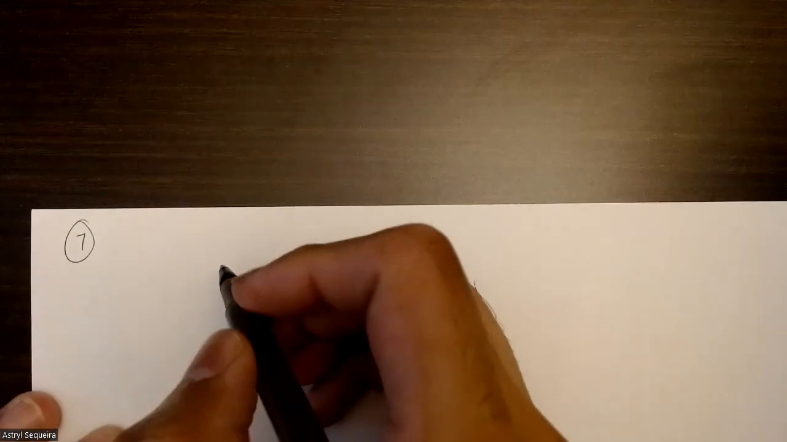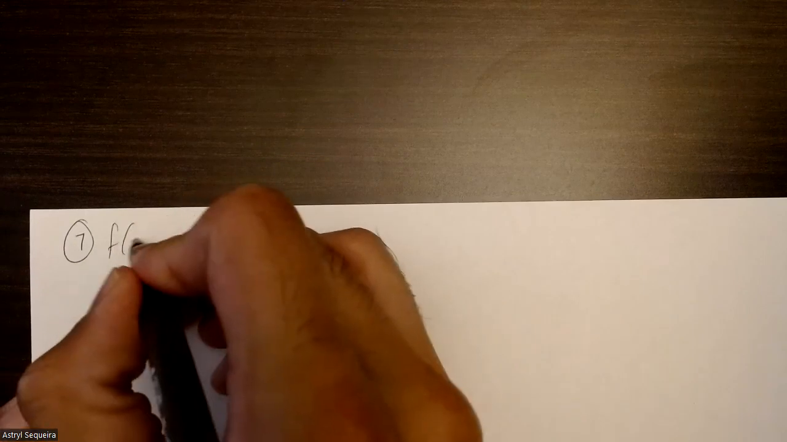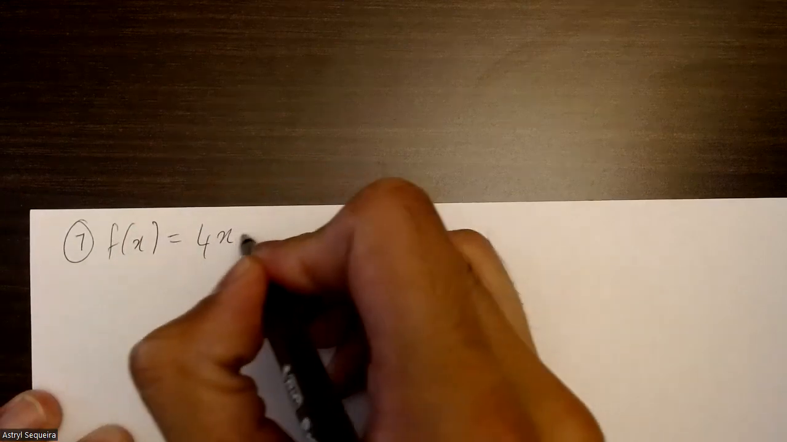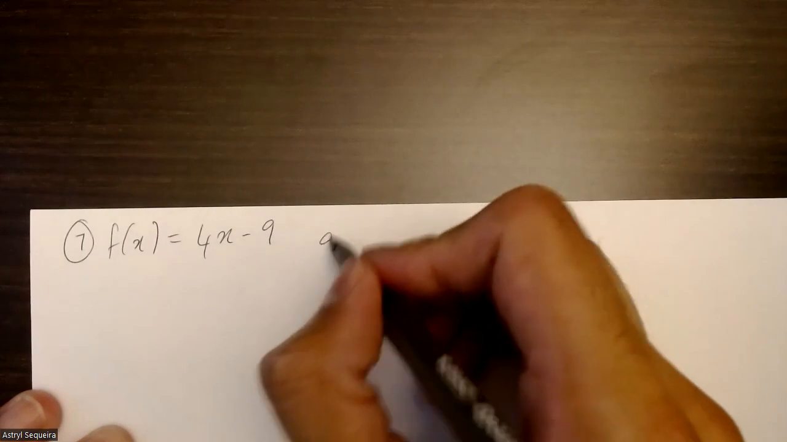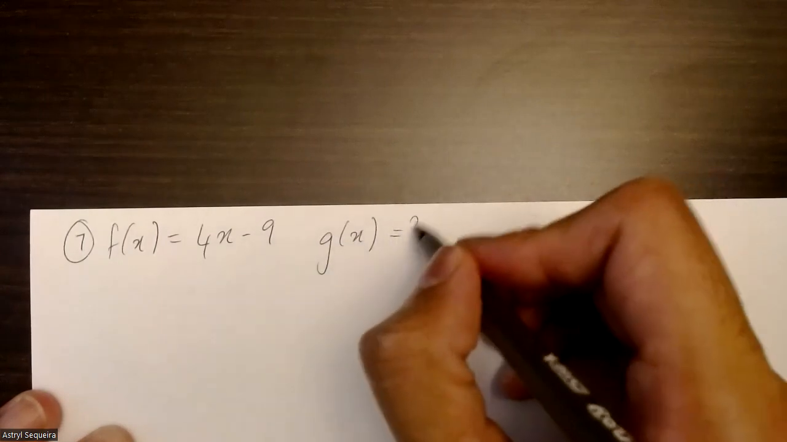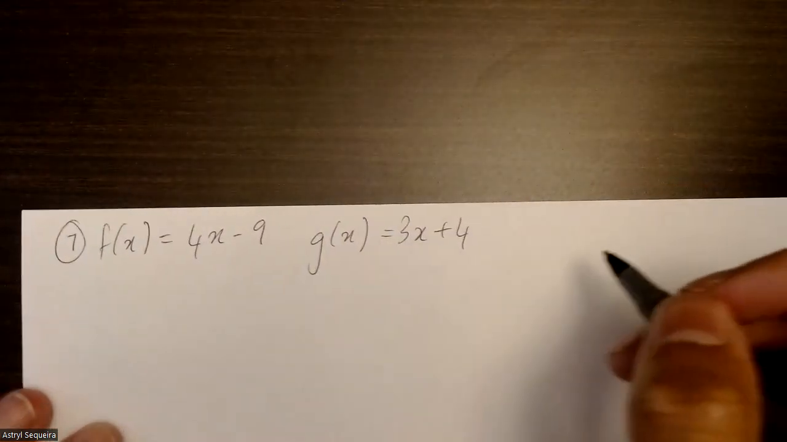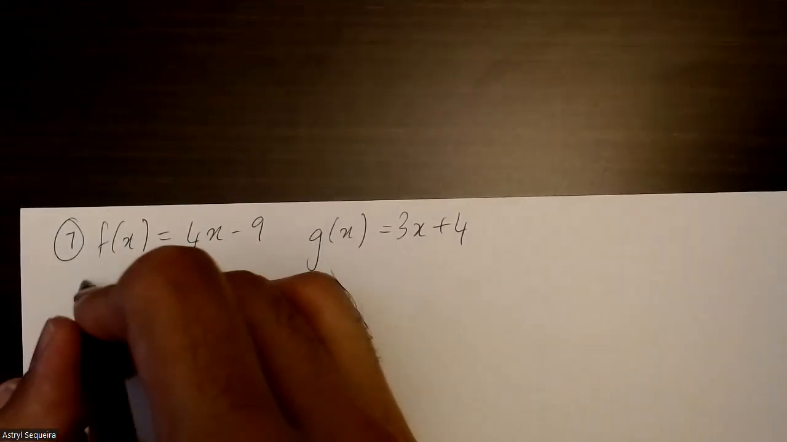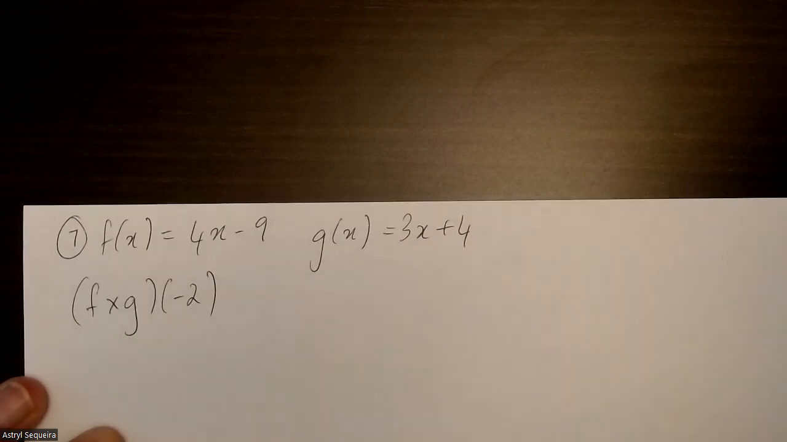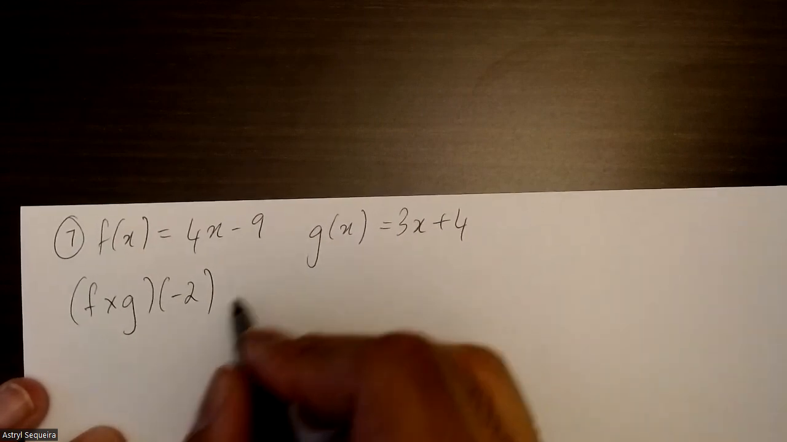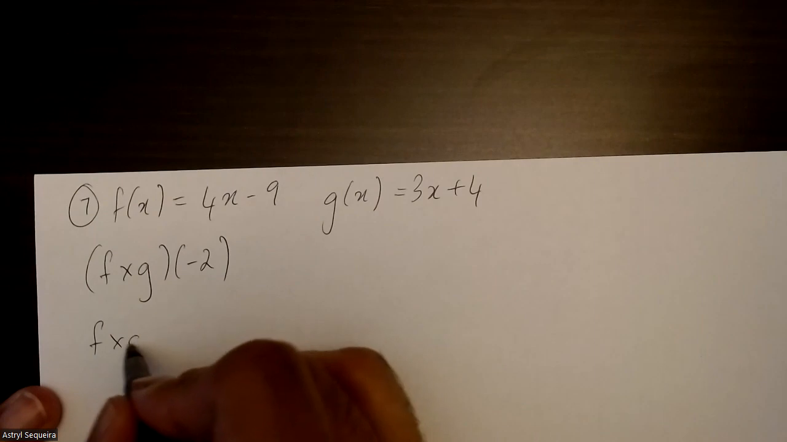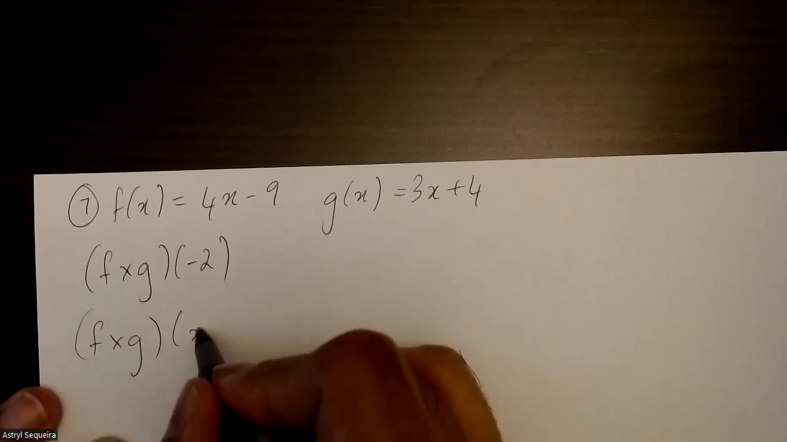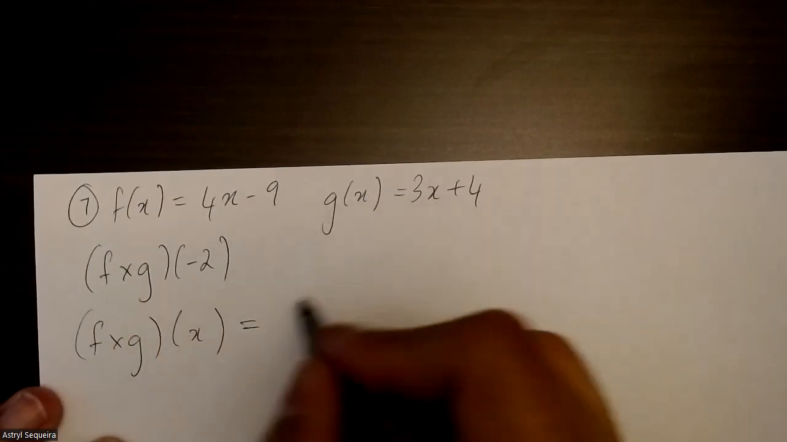Question number 7 is f of x equals 4x minus 9. g of x equals 3x plus 4. And I need to find f times g of negative 2. So again, this is pretty simple. We want to just start by finding f times g of x. And that's pretty easy. We're just multiplying these two functions together.